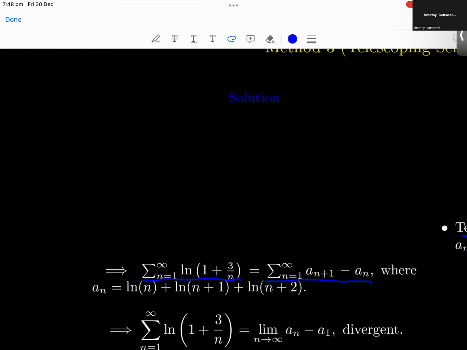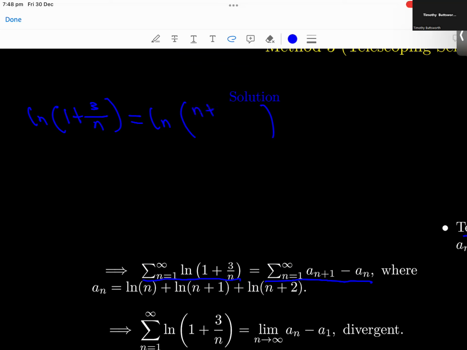Can we do that? What do we know about this particular function? Well, ln of 1 plus 3 divided by n. Remember, what I'm trying to do is express this as a difference. So what would be really helpful is if I could express this as a difference. Well, using log laws, I know that I can do it if what's inside is a ratio of something. So what I'm going to do is make what is inside the natural logarithm a ratio. 1 plus 3 divided by n, that's the same as n plus 3 divided by n.